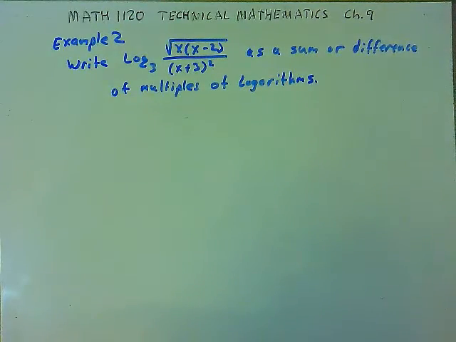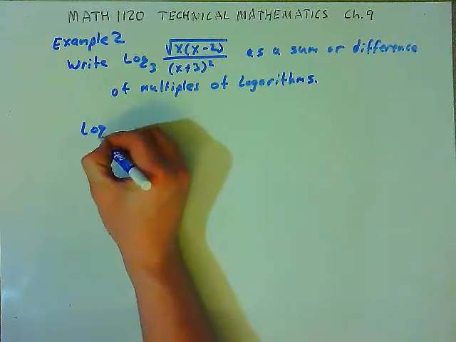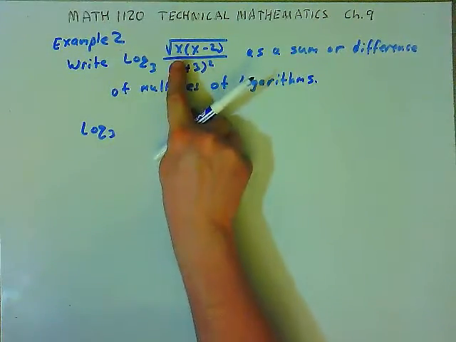This is example 2. It says write log base 3 of the radical x times x minus 2, divided by x plus 3 squared, as a sum or difference of multiples of logarithms. And again, they want me to apply the rules of logarithms to simplify this expression or break it out into single logarithms. And so the first thing we want to do, with log base 3, is get rid of the radical.